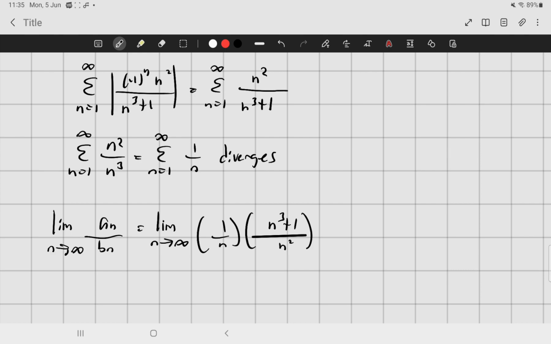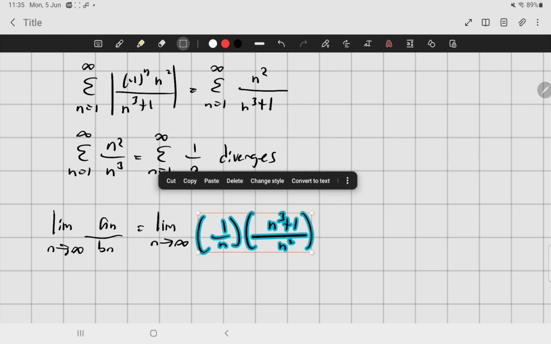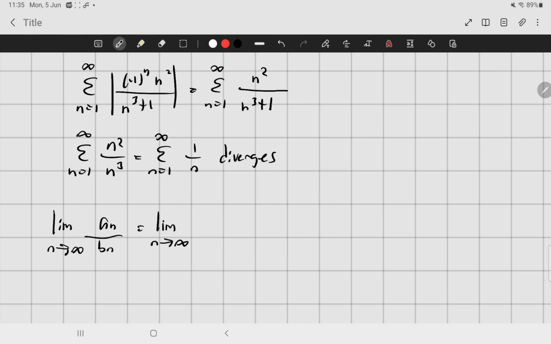Wait. Sorry. I sometimes get confused. a_n is our test series. Yeah, b_n is our known series. Sorry, because b_n is our known series. Anyway, so the test series is n squared over n cubed plus 1.